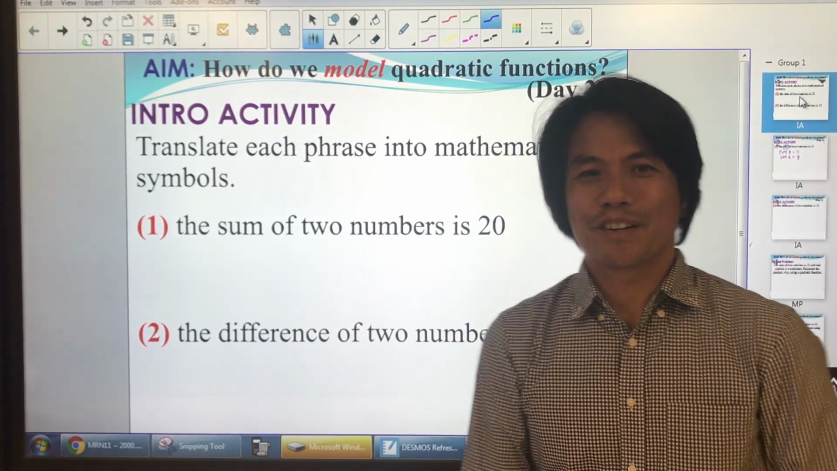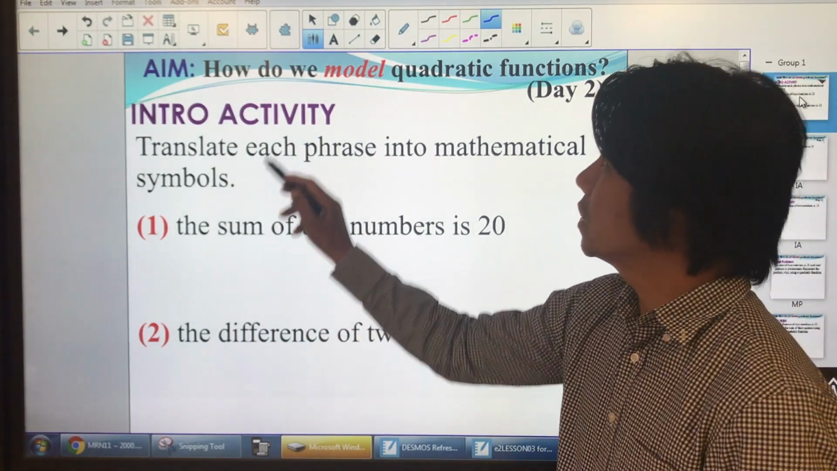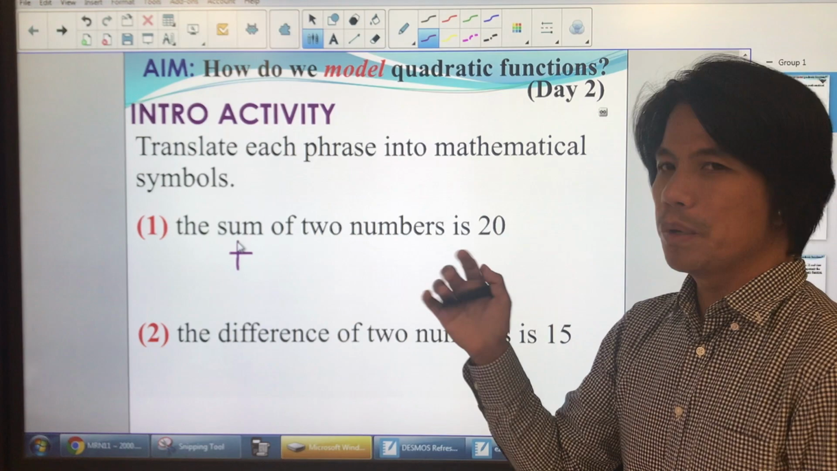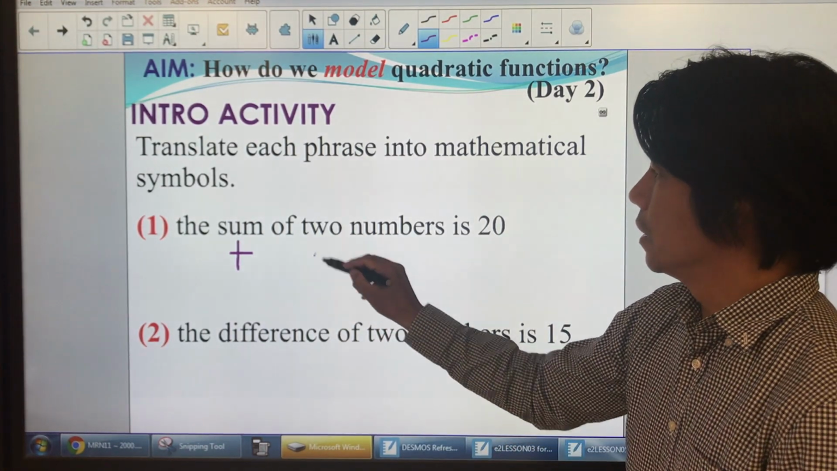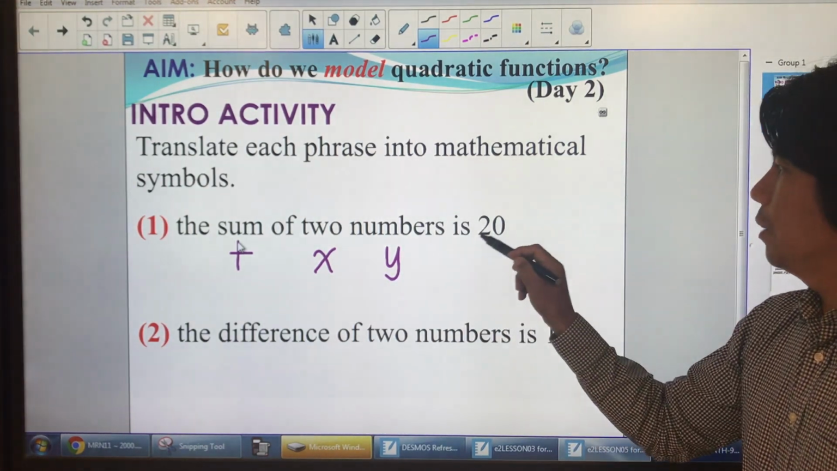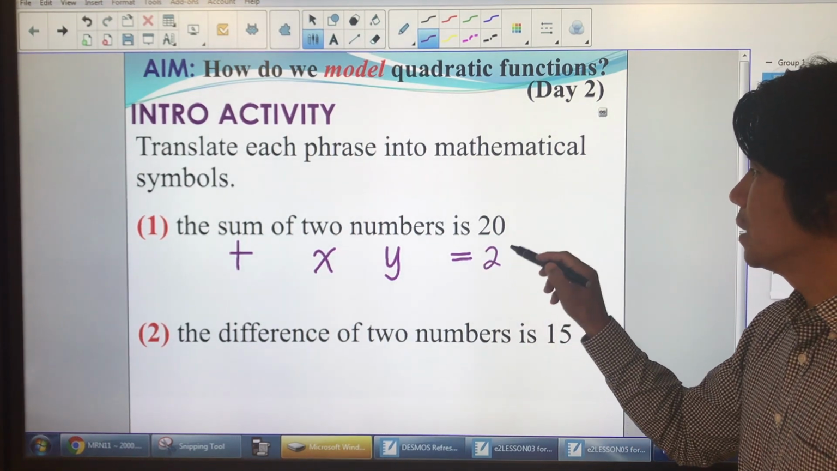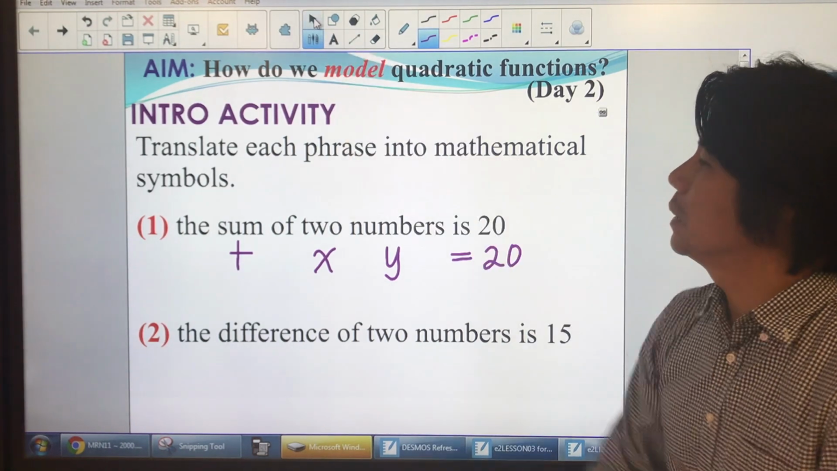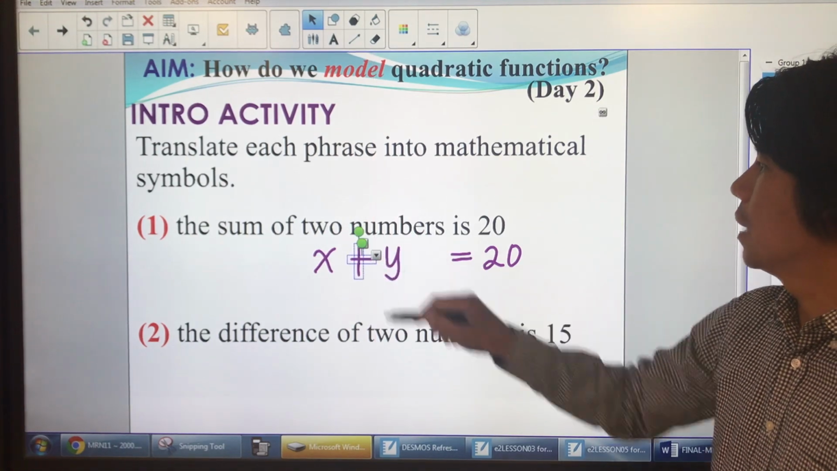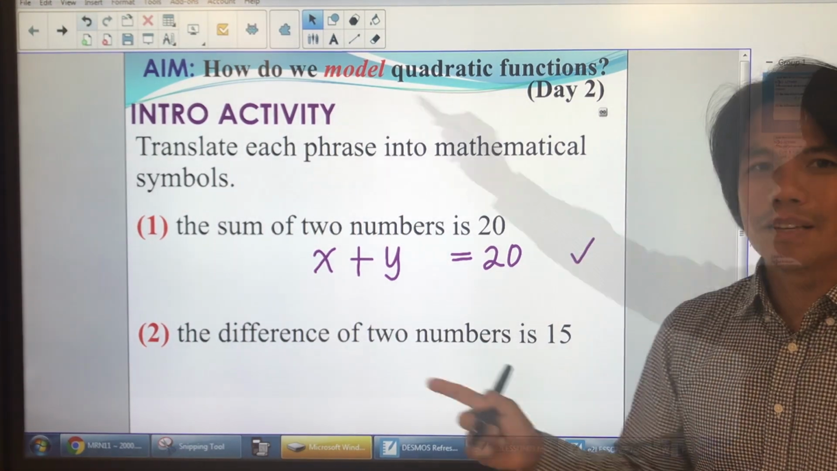Welcome back. Let's check your answer. So it says here the sum of two numbers is 20. When you say sum, we're adding what? Two numbers. Do we know these numbers? No. So these are x and y, right? And when you say "is" in math, most likely it's equal, and then 20. So how do we complete our symbol? We just bring this plus sign between x and y. So x plus y equals 20. There you have it.